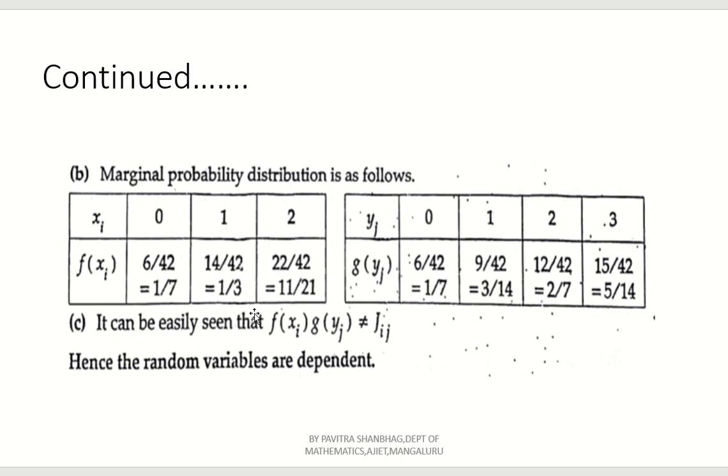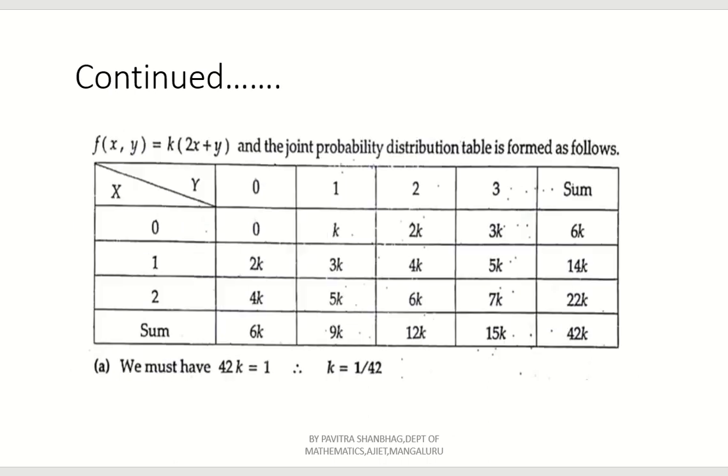Now we have to check whether it is dependent or not, right? Here f of x i into g of y j should be equal to j i j, right? Check any one. See here, f of x1 into g of y1, I will compute 1 by 7 into 1 by 7, that is 1 by 49. But what is actually j11 according to the table? See here, 0. J11 is 0.